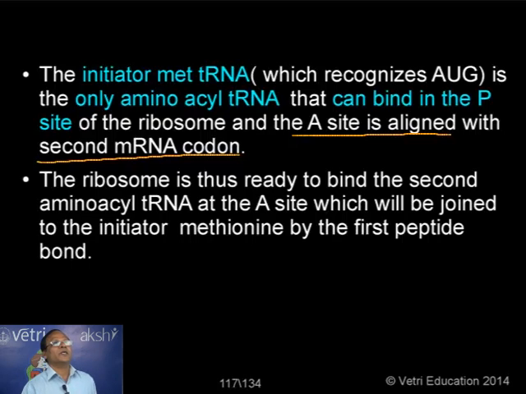That is the second position, namely the A site. This peptide bond is normally produced with the help of peptidyl transferase. So the ribosome is thus ready to bind the second amino acid tRNA at the A site. The first site, P site, is for methionine tRNA. The second tRNA, namely the amino acid tRNA, binds to the A site, and soon this amino acid in the A site will be joined with the methionine by means of a first peptide bond produced by the enzyme peptidyl transferase.